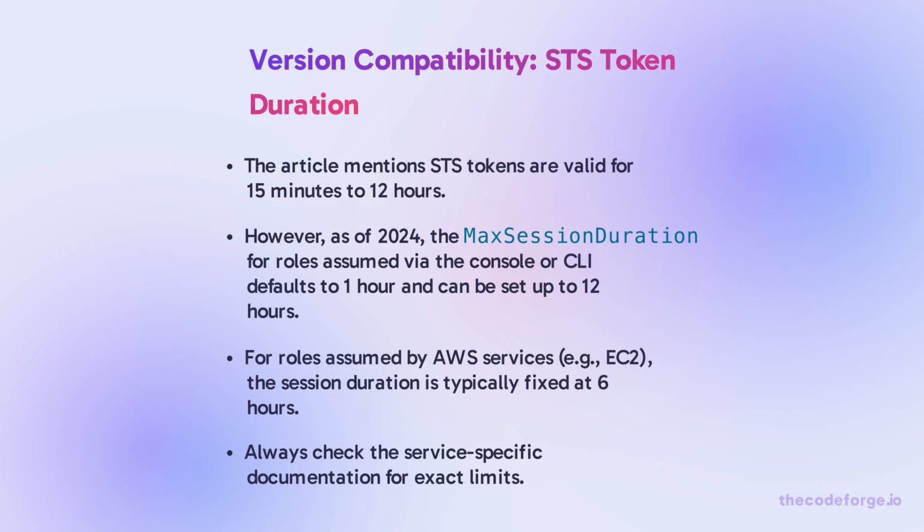The article mentions security token service tokens are valid for 15 minutes to 12 hours. However, as of 2024, the max session duration for roles assumed via the console or CLI defaults to 1 hour and can be set up to 12 hours. For roles assumed by Amazon Web Services, e.g., Elastic Compute Cloud, the session duration is typically fixed at 6 hours. Always check the service-specific documentation for exact limits.